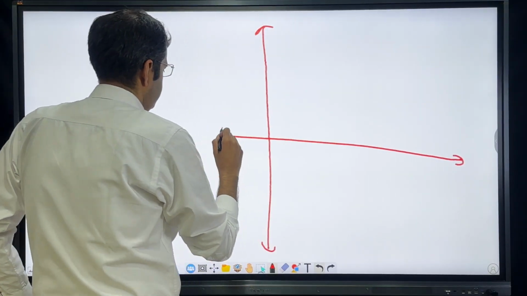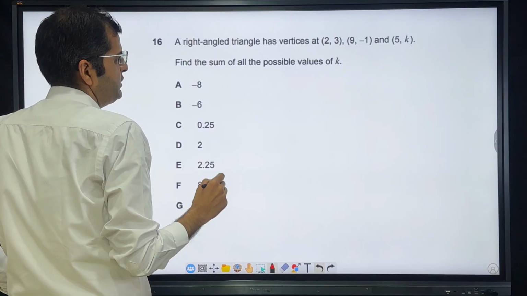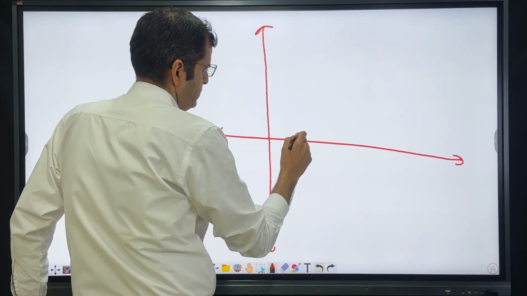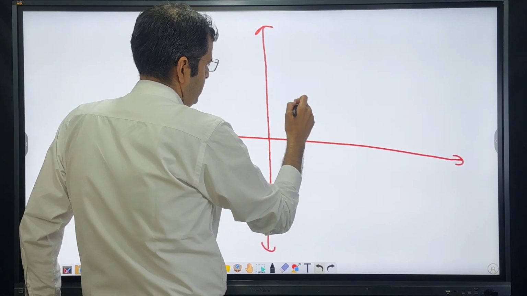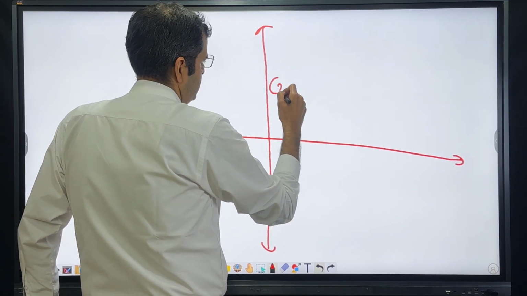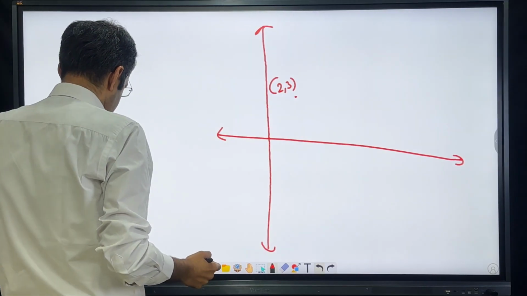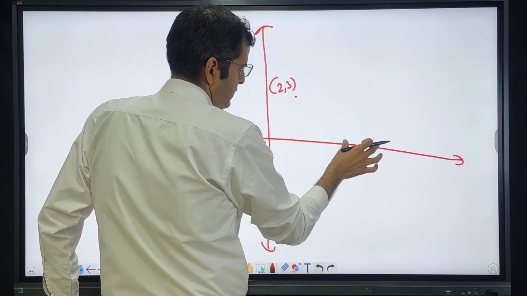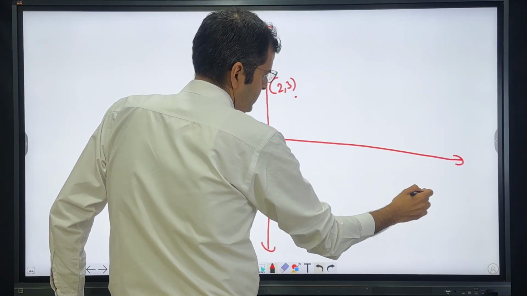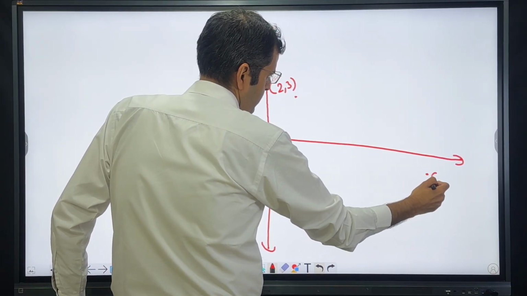these coordinates. So the first one is (2, 3). So (2, 3) is, let's say, somewhere here. X is 2, y is somewhere here. It is (2, 3). Then second is (9, -1). So x is 9, y is -1 somewhere here.